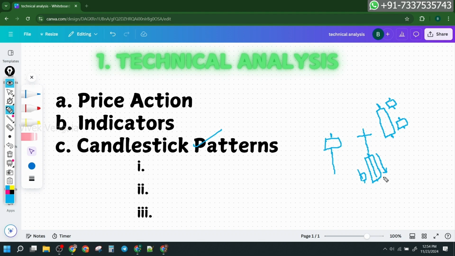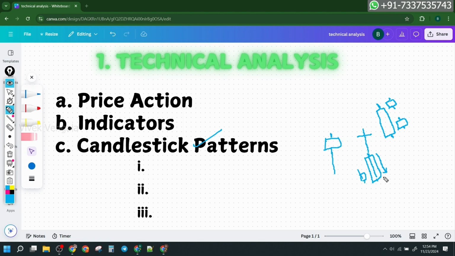These are the important candlestick patterns you should learn if you want to become a master in technical analysis, or if you want to become a master in trading. You need to identify these candlestick patterns. There are a lot of different candlestick patterns. I see these patterns as important, and if you want, you can study a lot of candlestick patterns. You can go through them.